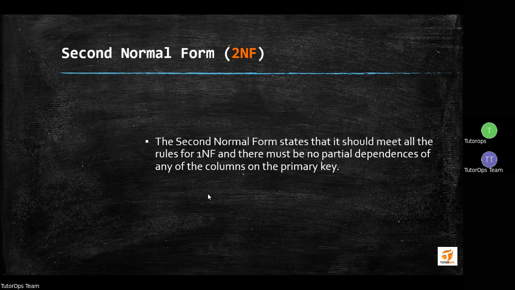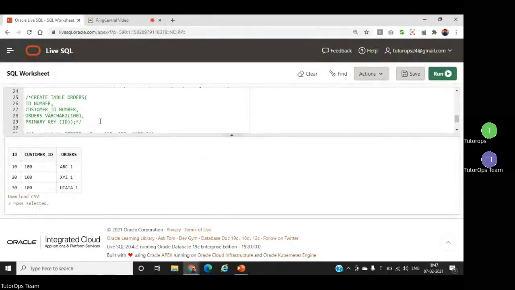The second normal form states that it should meet all the rules for first NF and there must be no partial dependencies of any of the columns on the primary key. What do you mean by that? Consider a customer order relation where you want to store customer ID, customer name, order ID, order detail and the date of purchase. Okay, let's see some examples.